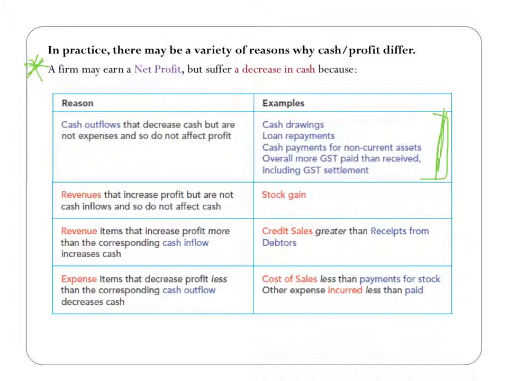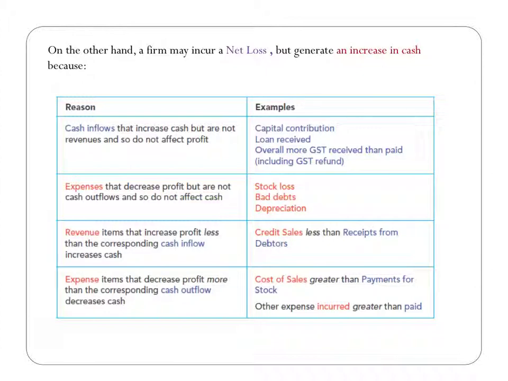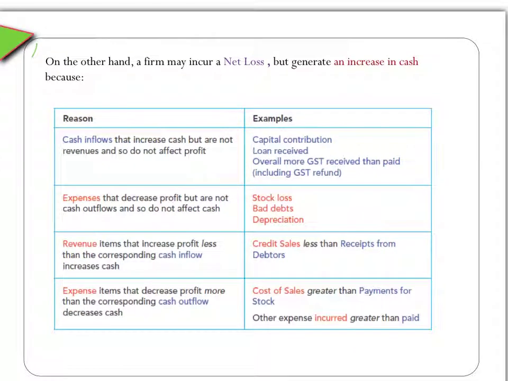So just to quickly sum up, these are the reasons and their corresponding examples that explain why a firm may actually earn net profit but suffer a decrease in cash. Okay, let's consider the opposite scenario. On the other hand, a firm may incur a net loss but generate an increase in cash. How? Because of these reasons, and these are the examples.